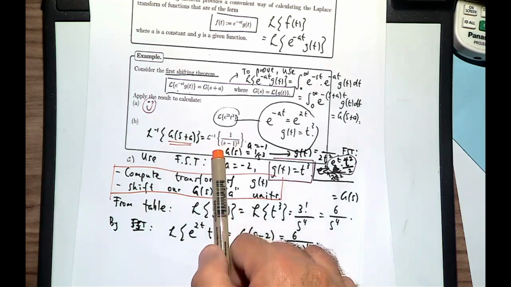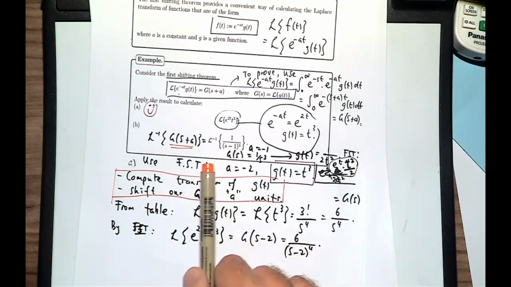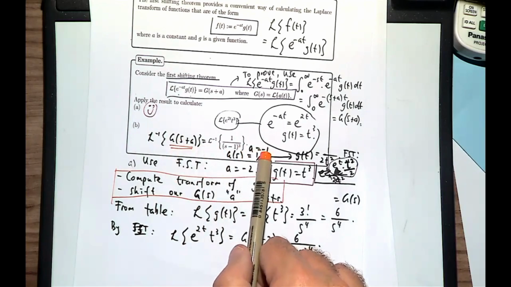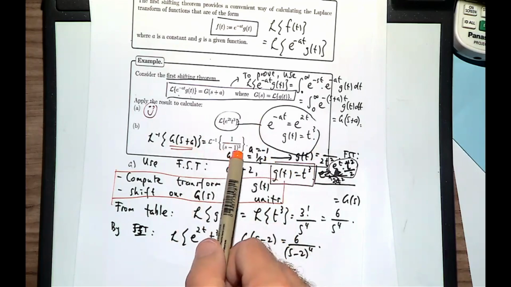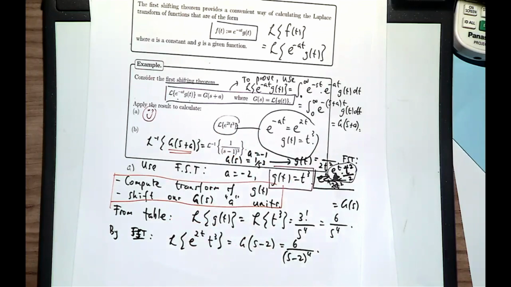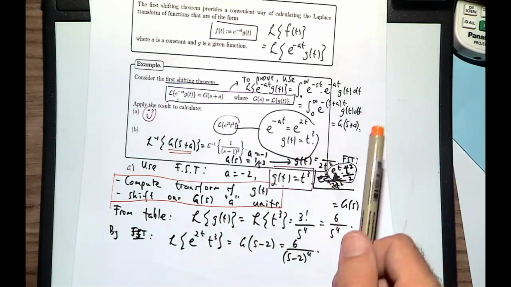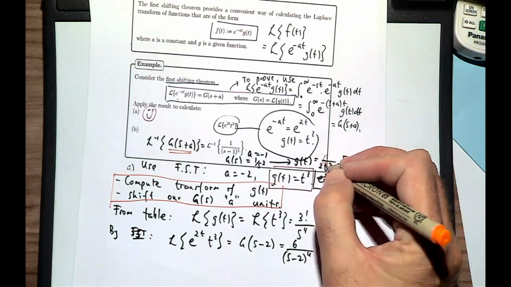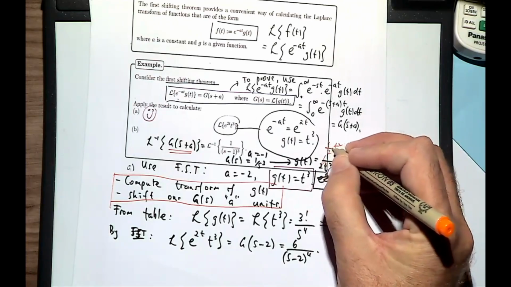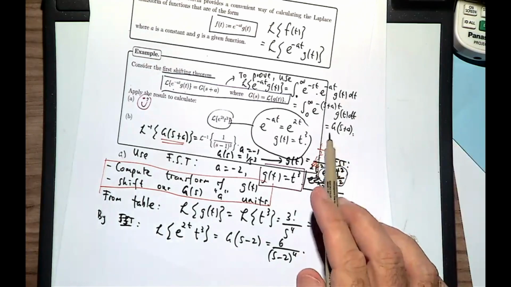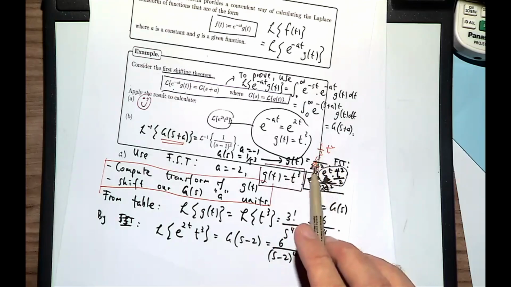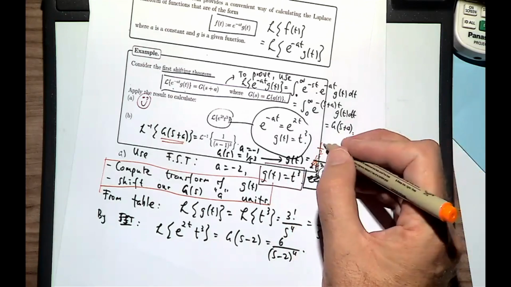If I look for it here, it's got s minus 1 all in brackets. So if I'm trying to make a function out of that in this style, I would say, okay, what about if a equals negative 1, and then big G of s will be 1 on s cubed? If I have those 2 bits, then I can use the first shifting theorem to untransform everything. So if big G of s is 1 on s cubed, the inverse transform of that is 1 on 2, a half t squared, and then you just multiply by e to the a times t times that.